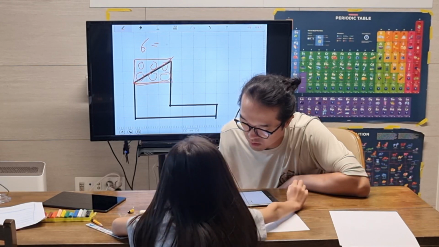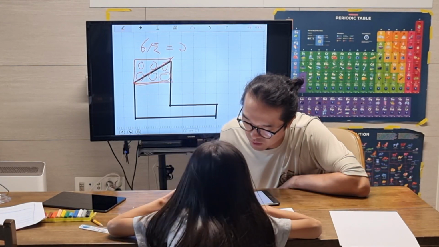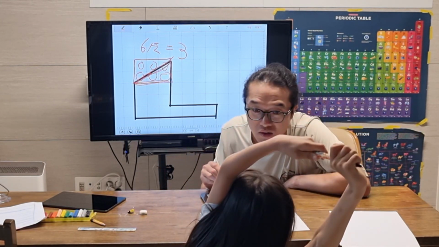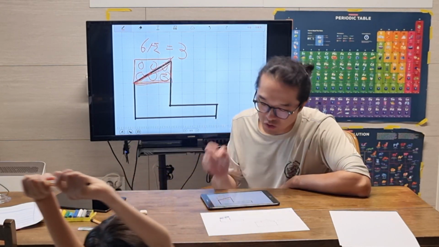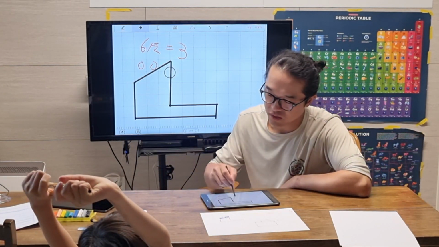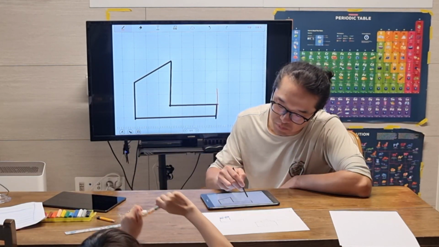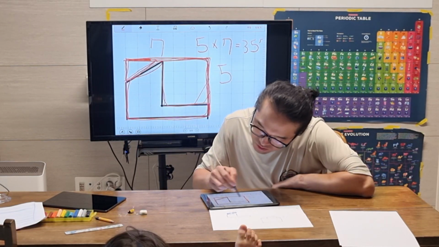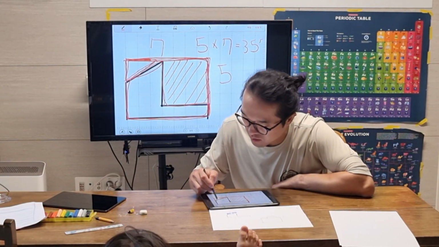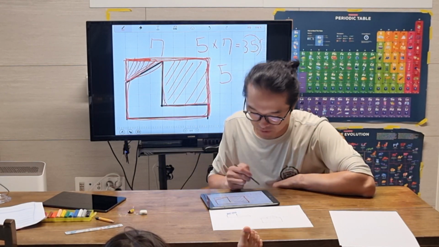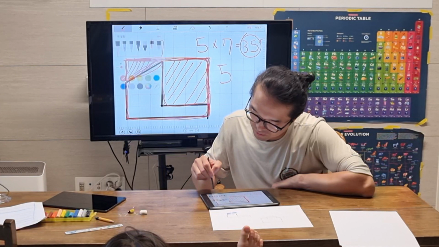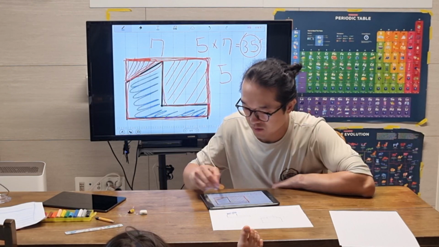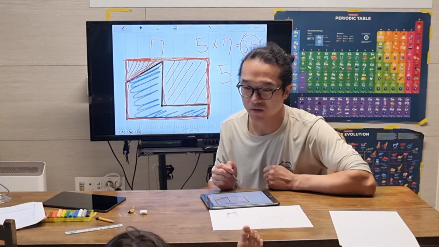Then you can get 3, right? Yes. So the area of the triangle is 3. Yeah. There's another way to get this area. Think of this big rectangle. Wow. Subtract this area and this area from 35. You can get this area. Am I right? There's another way to get this area of this shape.